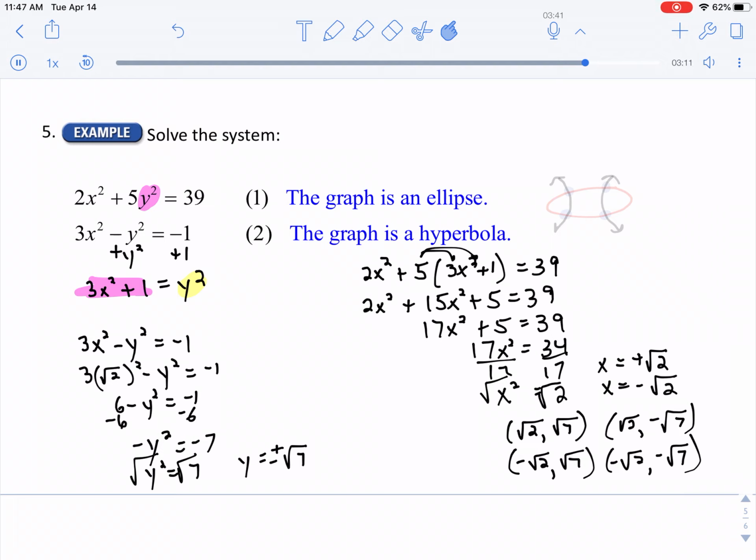Now, let me show you what's happening here. We haven't learned how to graph an ellipse or a hyperbola. We haven't learned anything at all about them, but a hyperbola looks like this. That's a hyperbola. And an ellipse looks like this. I wanted to show you this so that you could actually see why there would be 1, 2, 3, 4 solutions.